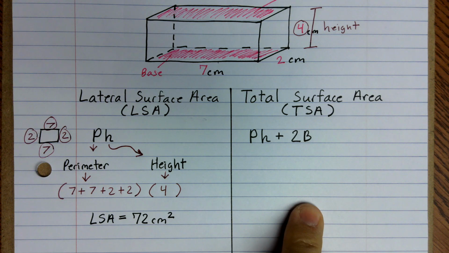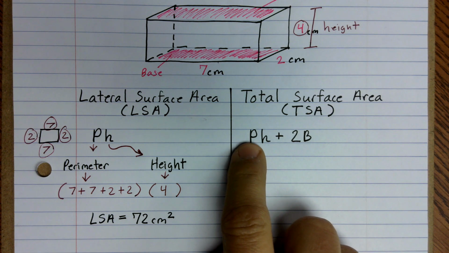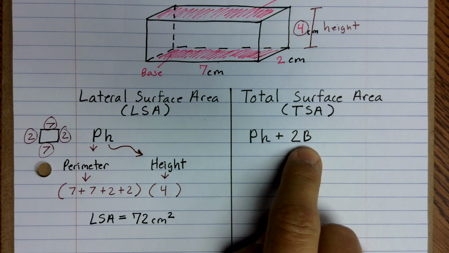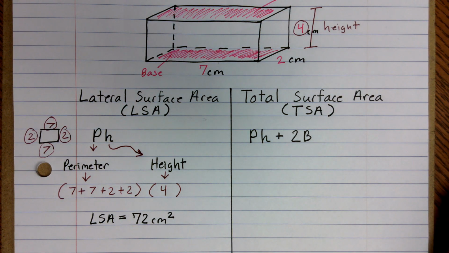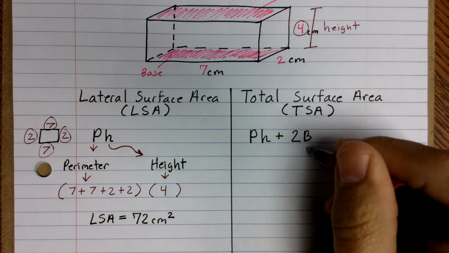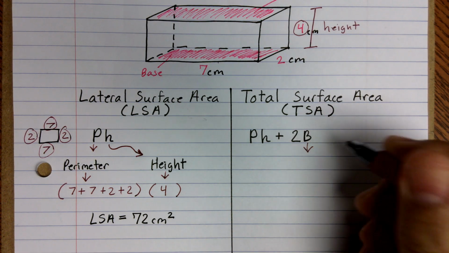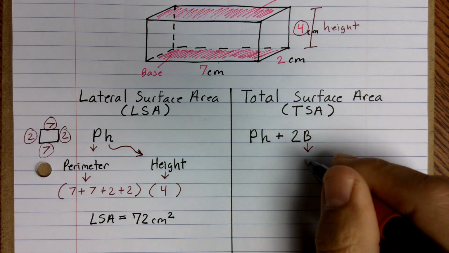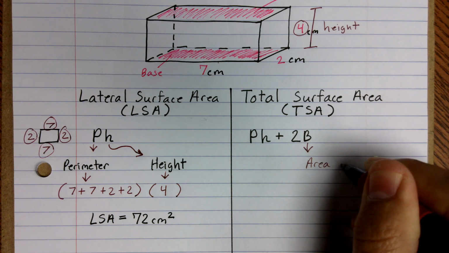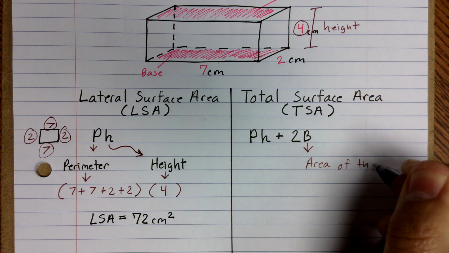Now, the total surface area is going to be very similar. Notice we still have the perimeter times the height, but now we're adding something else. We have 2 times big B. So we already know that this is the perimeter and this is the height. So big B, I'm just going to add that definition to the mix, and that's going to be called the area of the base.